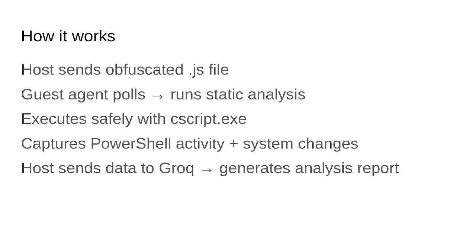On our host Linux machine, we will send an obfuscated JavaScript file via a command line utility. On the virtual machine, a guest agent will be polling for any new uploads of a JavaScript file. Once it receives a file, it will first run it through static analysis. It will then execute this JavaScript code via cscript.exe within the virtual environment. From there, we will monitor PowerShell's activity and system changes and capture that.